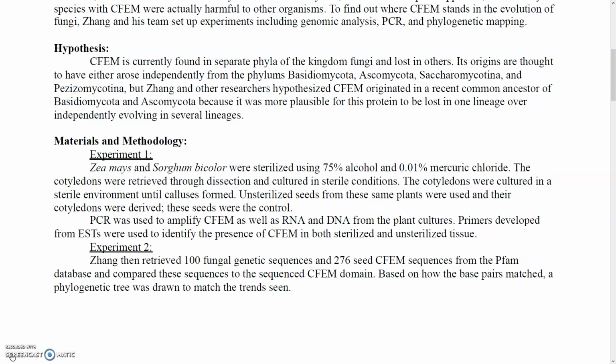There are several competing hypotheses for how CFEM originated. For example, one of these hypotheses is that CFEM arose independently in the phyla Basidiomycota and Ascomycota, the subphylum Saccharomycotina, and Pezizomycotina. However, Zhang actually hypothesized that CFEM originated in a common ancestor of Basidiomycota and Ascomycota, given that it's only absent in one Ascomycota lineage. And the loss of CFEM is more plausible than independent evolution in several different phyla.